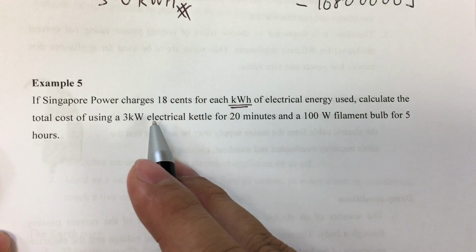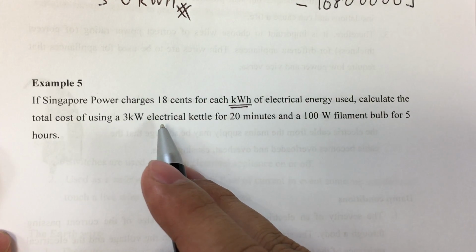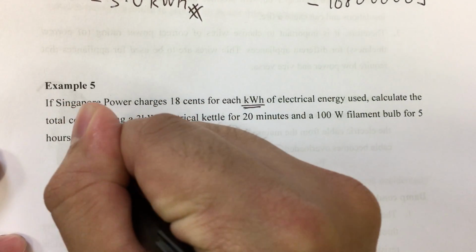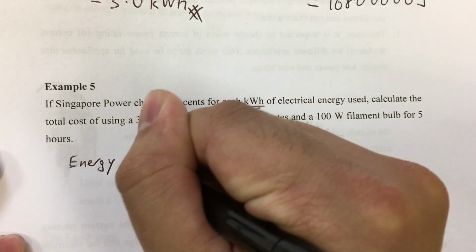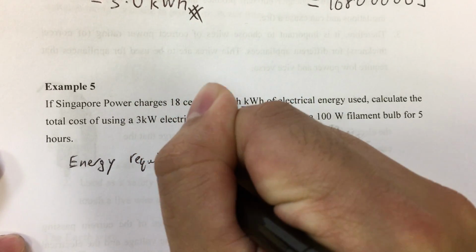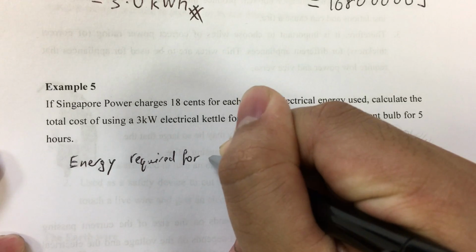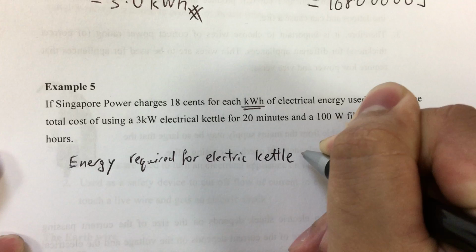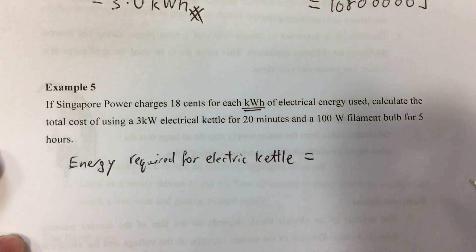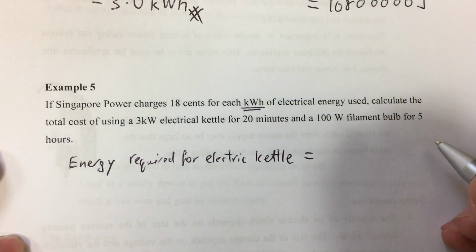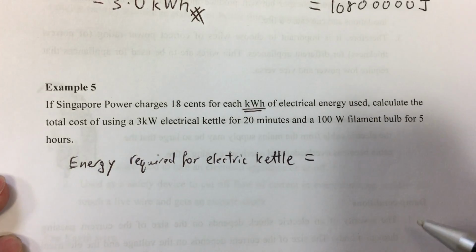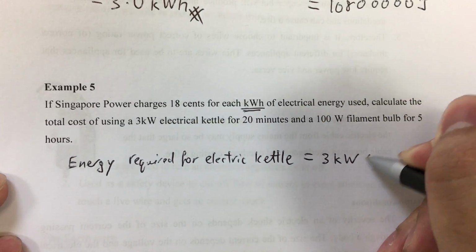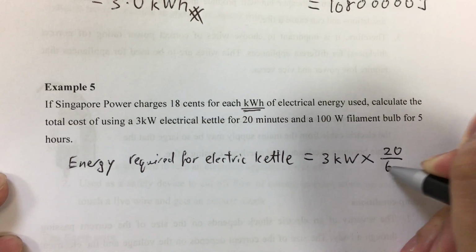So let's look at it again. Total cost of using a 3 kilowatt electrical kettle for 20 minutes. So let's find the energy required for the kettle. Please go and try now. For those who have tried it, well done. Check your answer with mine. It should be like this.